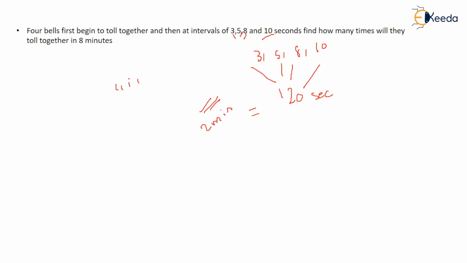So in 8 minutes, how many times will they ring? 8 minutes by 2. So this will be equivalent to 4 times. 4 times they will ring together, and initially they ring together means what? Plus 1. So 5 times they ring together in those 8 minutes. Okay, so this is how you need to cover it. Very easy way it is, just you need to understand the practical solution of it.